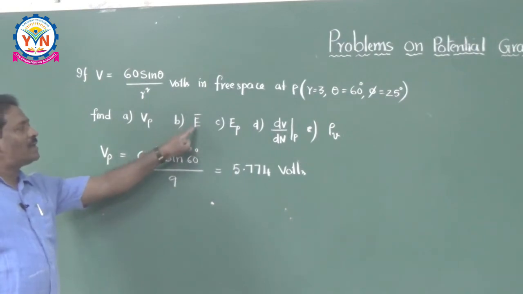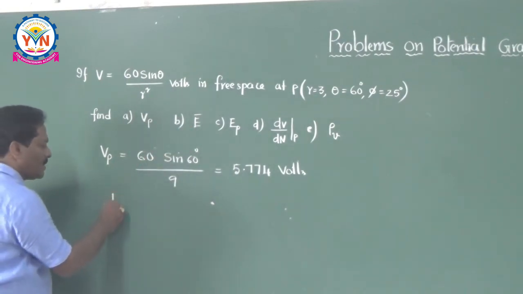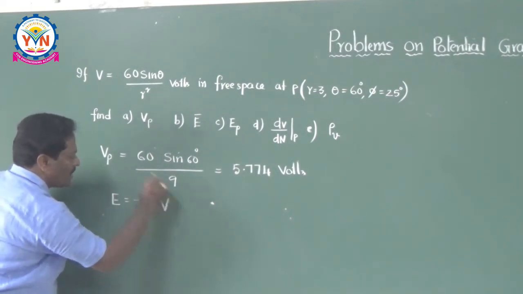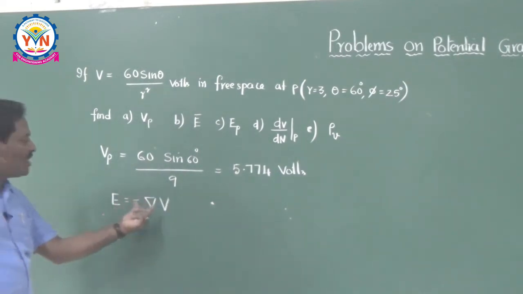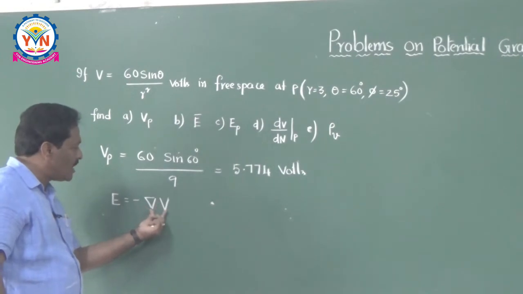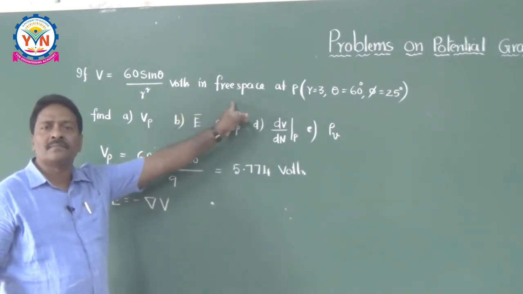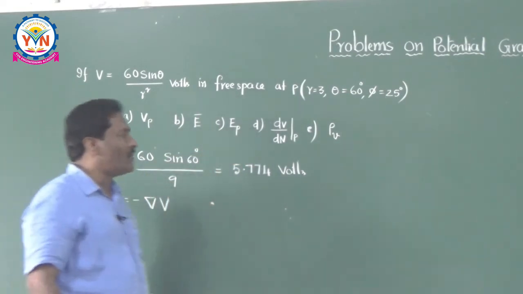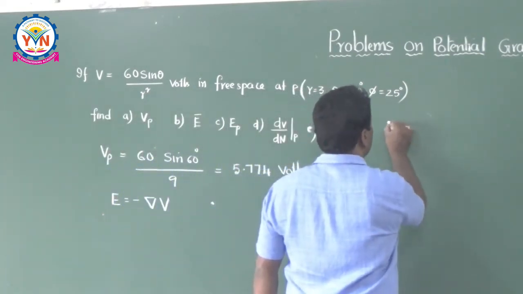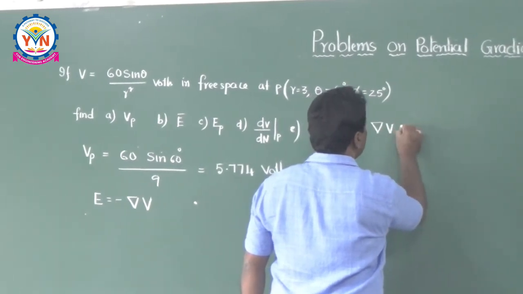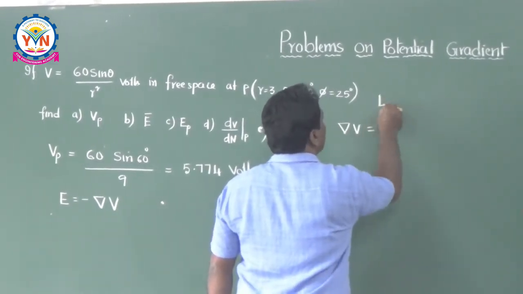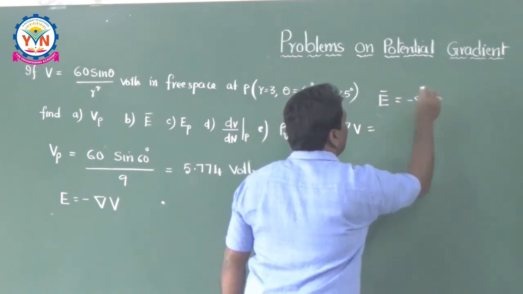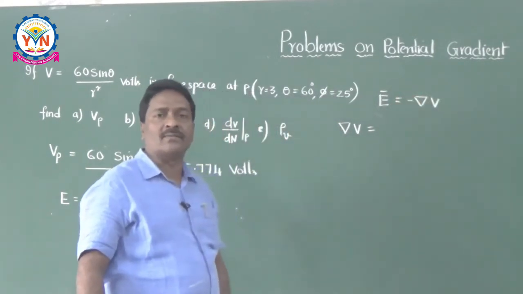Now coming to the electric field intensity. You have to calculate the electric field intensity by using the relation E is equal to minus del V. This is nothing but the gradient. And this del V you have to use in which coordinate system? That is nothing but the spherical coordinate system. So write down the formula for del V here. Because E bar is equal to minus del V, you have to write down the formula of del V in the spherical coordinate system.